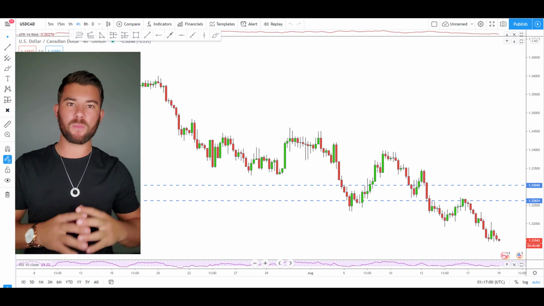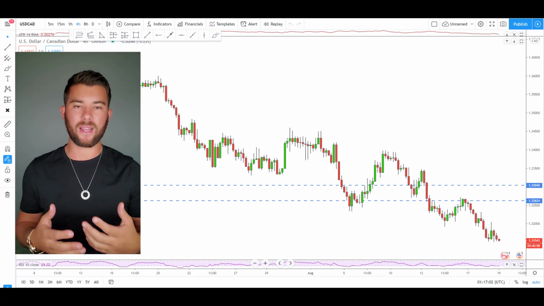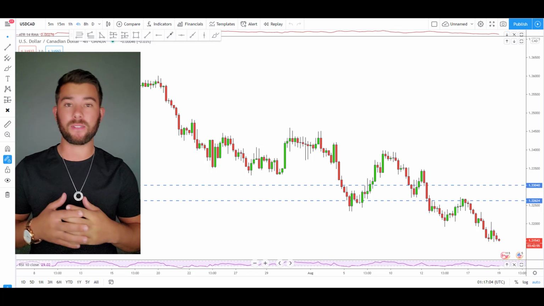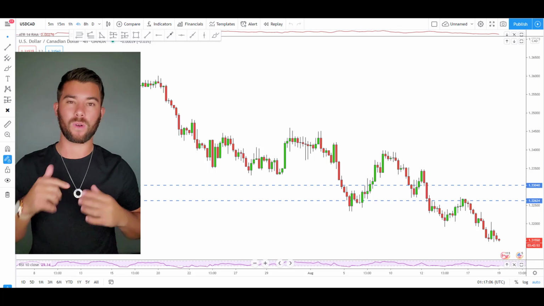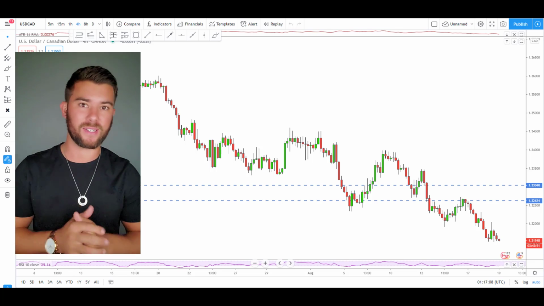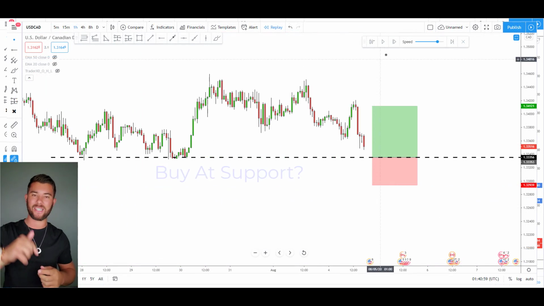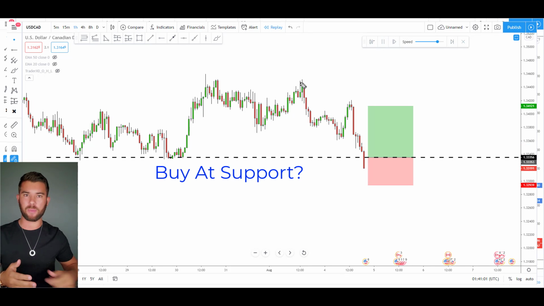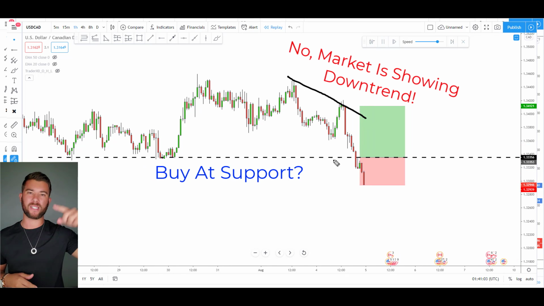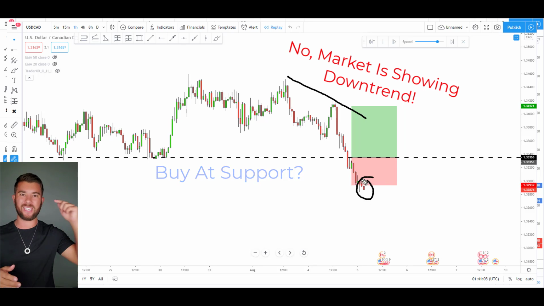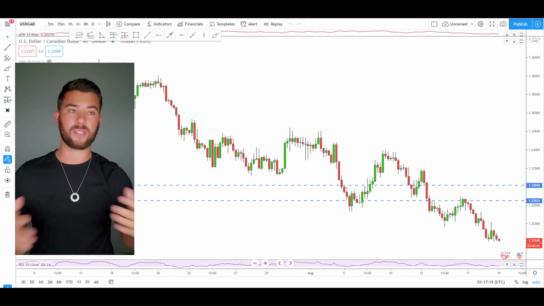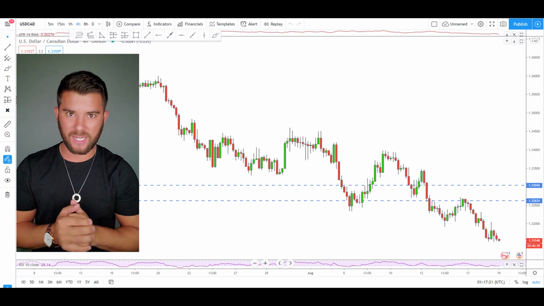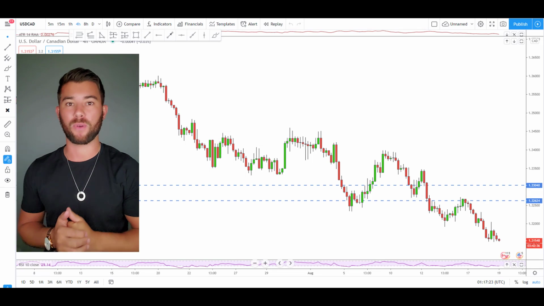Now, the problem with most traders is that they don't understand how to determine if a market's likely to continue going down or likely to continue going up. And because of this, they end up buying when the market's heading down in a downtrend and their stop loss gets hit. Or they sell while the market's in an uptrend and unfortunately the market keeps heading higher, eventually stopping them out, leading to devastating losses and possibly even blown accounts.